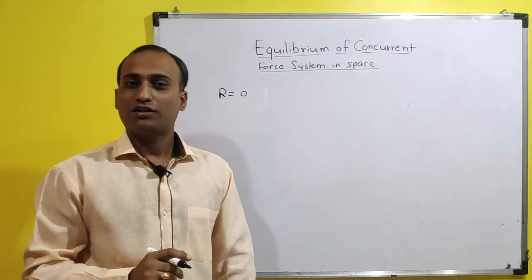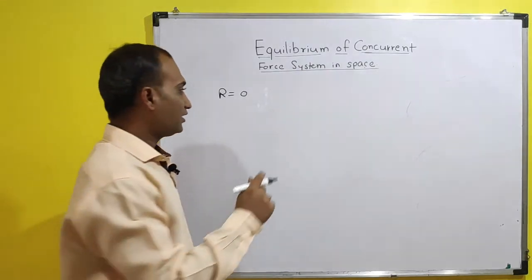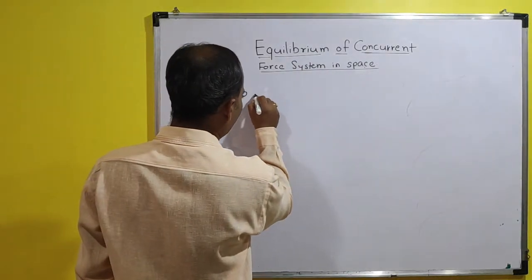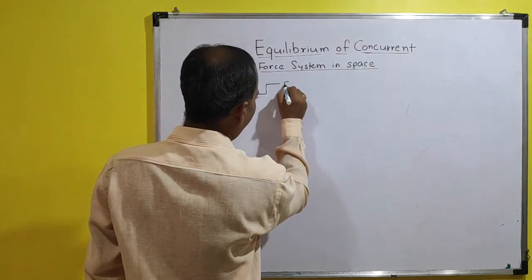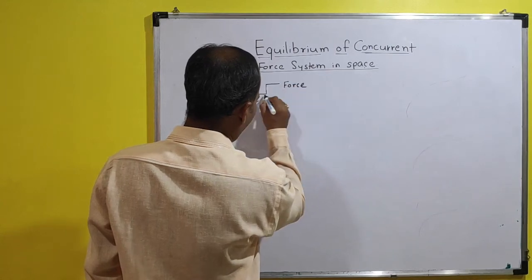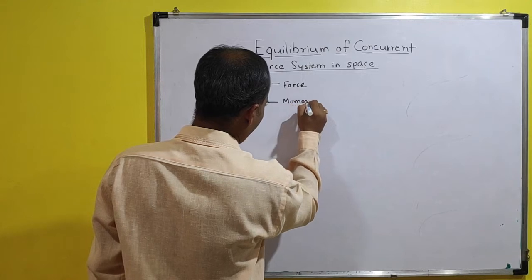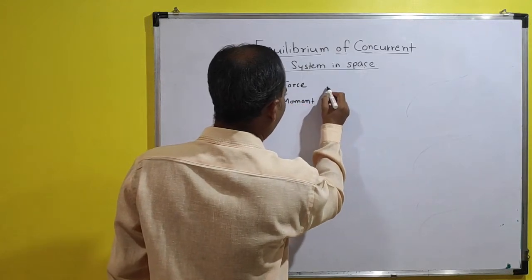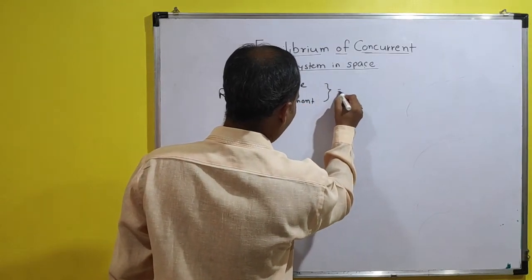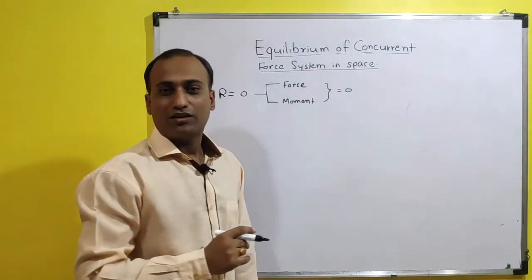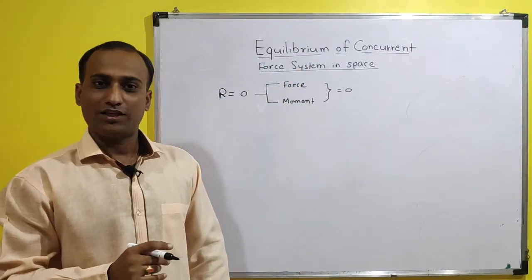So what does it mean that resultant is? This resultant is either a force or a moment. Both are zero. Then it is called as the system is in equilibrium.